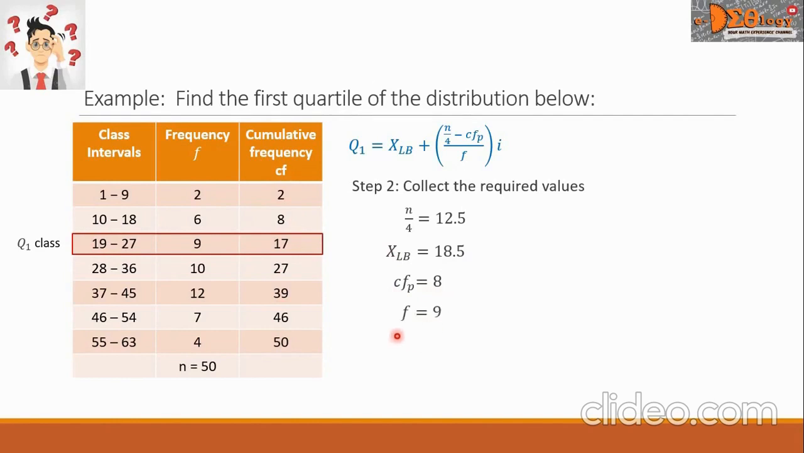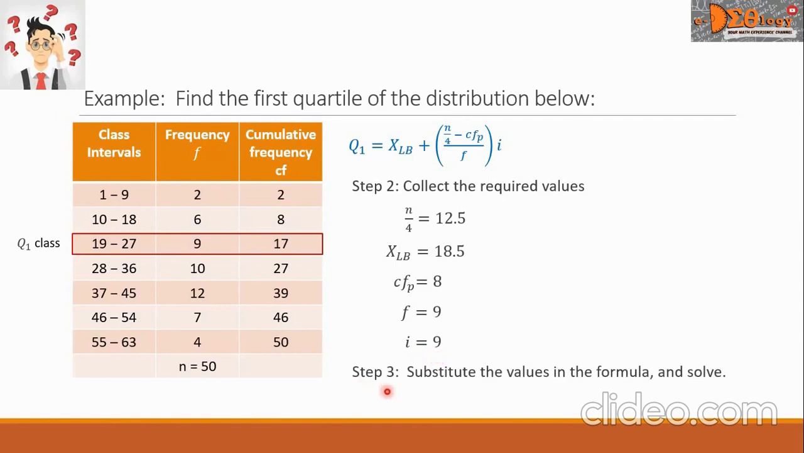Next is F, that is the frequency of the first quartile class, and this is equal to 9. I is the class width. It means the number of items inside a class interval inclusive. So this 10 to 18, if you count all numbers included here, you will see that there are 9 numbers for this class. In fact, in all the classes. So I equals 9.